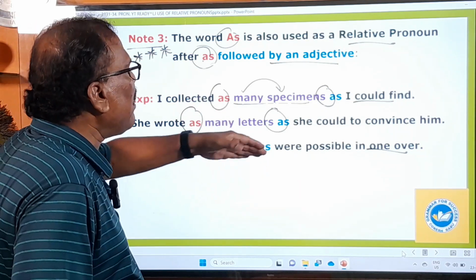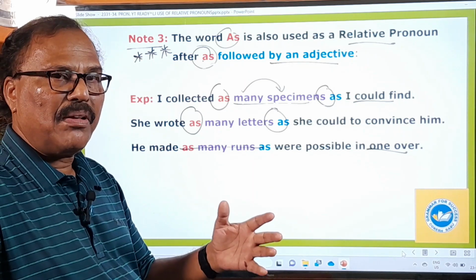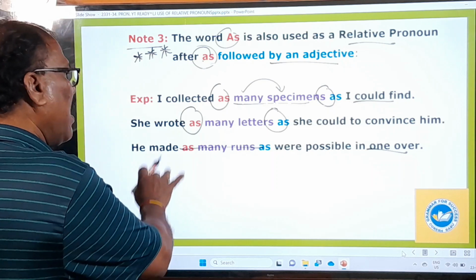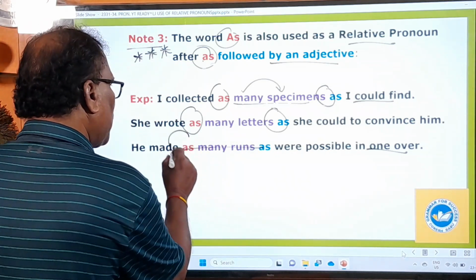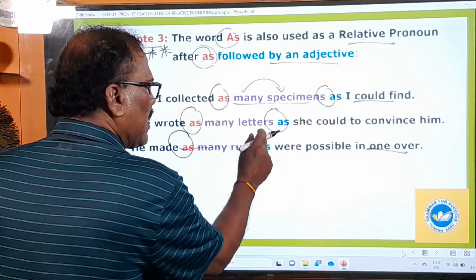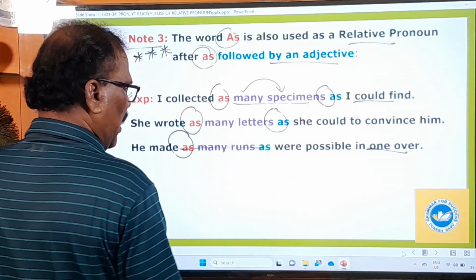So as many runs as were possible. In 1 over, how many runs are possible? Those runs he made. That is the meaning. He made as many runs as. So this is the first one, as, the regular one. This is our relative pronoun, as. That's why now it is given in red color. It is given in blue color, right?